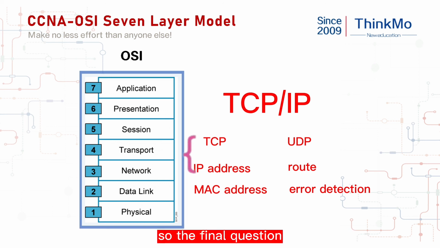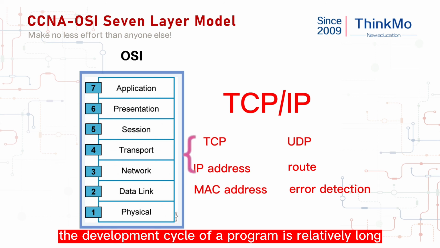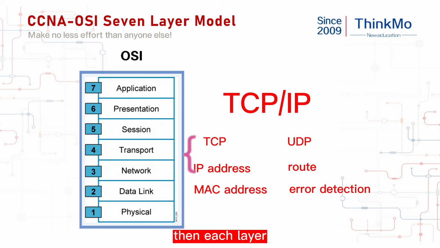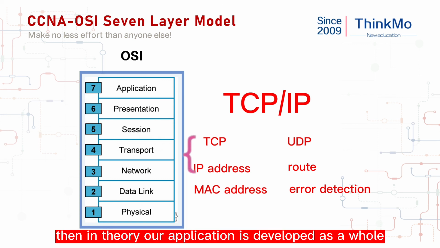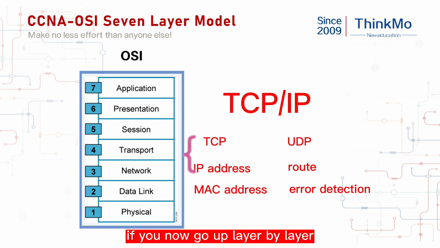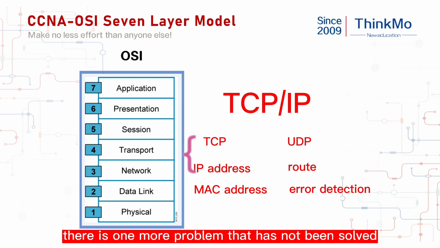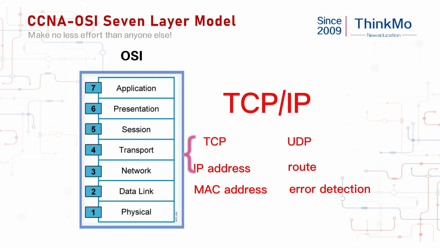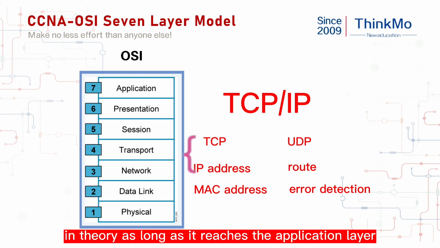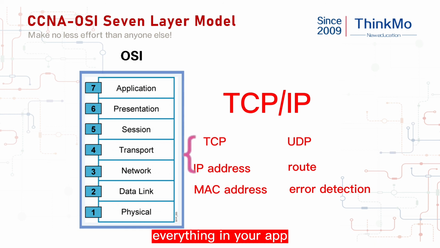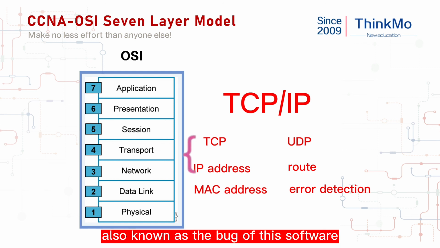So the final question: the development cycle of a program is relatively long. Each layer has to choose a specified protocol. Then in theory our application is developed as a whole. If you now go up layer by layer to the application layer and there is one more problem that has not been solved, then basically this app or this service should not go online because it is inherently problematic. In theory, as long as it reaches the application layer, everything in your app should have been resolved. Also known as the bug of this software.